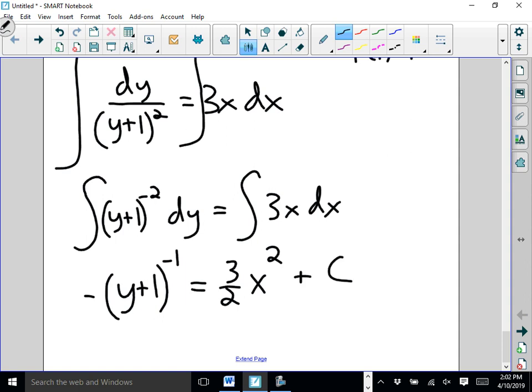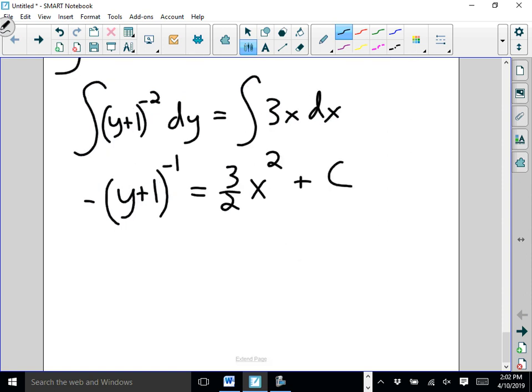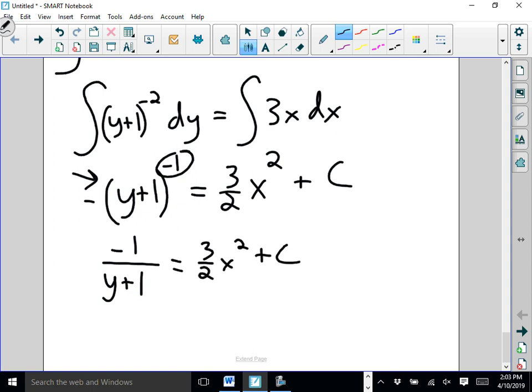Before I plug in, again, this standard is entirely no calculator. I'm going to rewrite this to be easier to plug in and solve. I'm going to call it negative 1 over y plus 1, because I can take this negative exponent and throw it down in the denominator as a positive exponent, which I don't even need to write when it's positive 1. Equals 3 halves x squared plus c. Please make this substitution. Do not plug into your calculator to figure these things out. Make that substitution so you can do it by hand, because you won't have a calculator anyways.